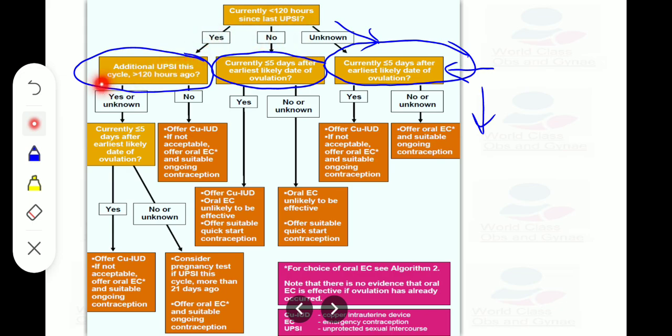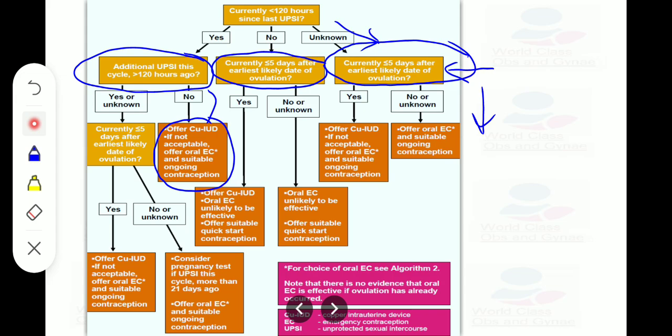We ask the patient whether she had additional unprotected intercourse more than 120 hours ago or not. If she says no, she didn't have any additional unprotected sexual intercourse, then you can offer her a copper IUCD, because this is very effective. But if she says this is not acceptable to her, then offer oral emergency contraception and suitable ongoing contraception.